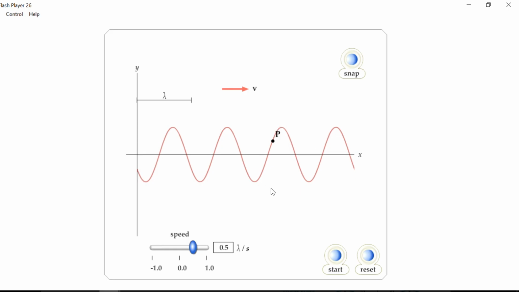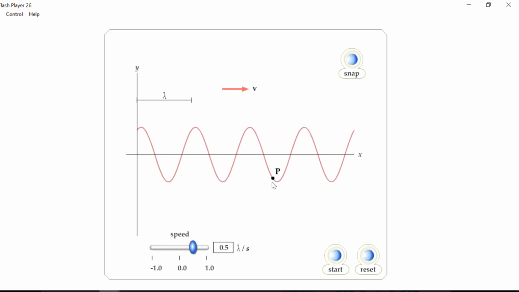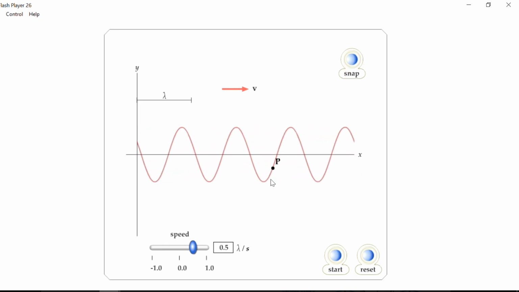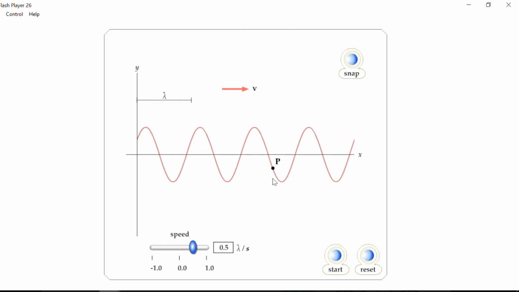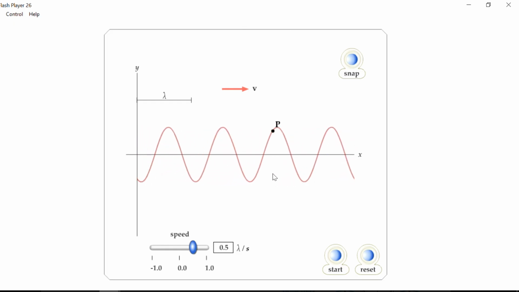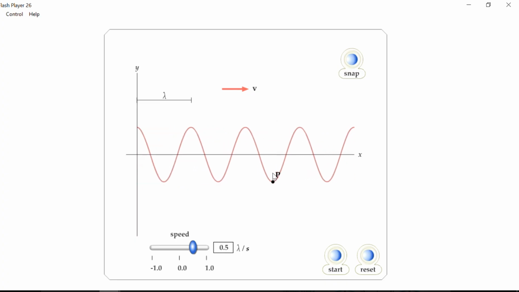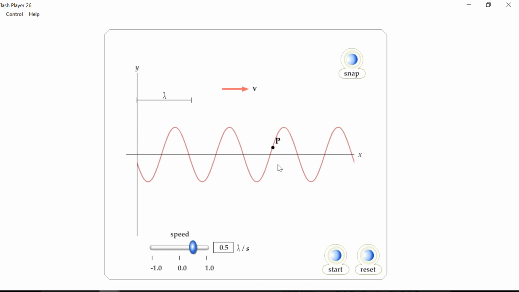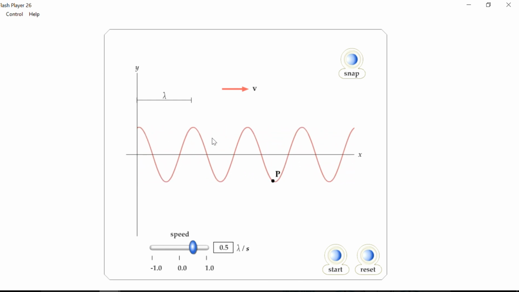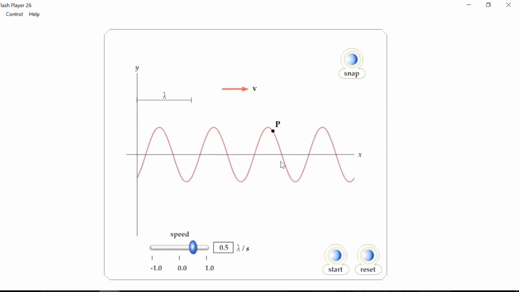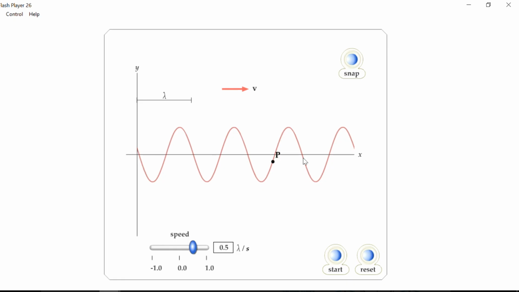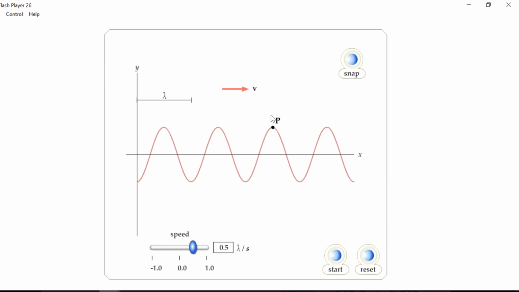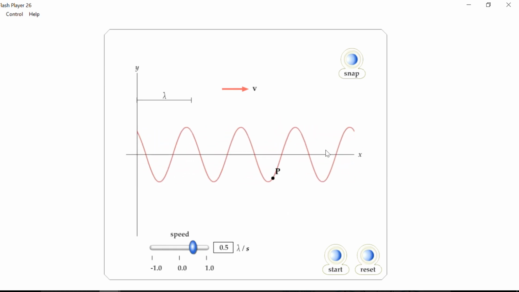Also, you can see that the motion of the wave just means the movement of the wave pattern. It does not represent the motion of the physical material. Let me give you an example. You can look at the point P here. You can imagine that point P is a physical point on the string that has the wave on it. As the wave travels to the right, point P does not really travel with the wave. Point P just moves up and down and up and down, pretty much at the same horizontal location.